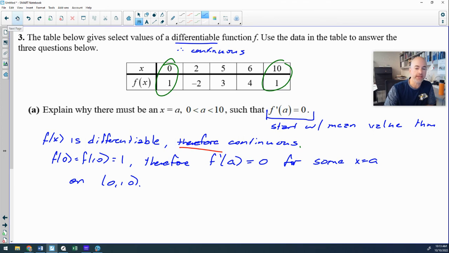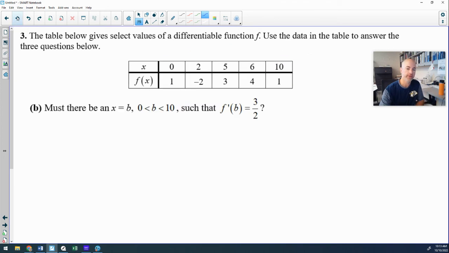So let's look at a couple of others. Same table of values, very similar question. One difference here is I'm asking you, is there a B?